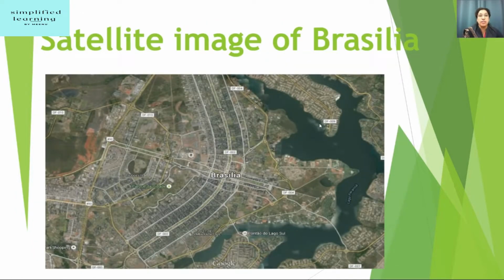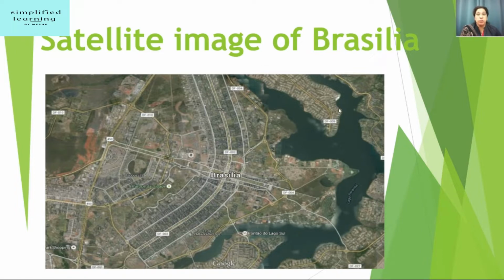So you can see the satellite image of Brasilia. Yes, it looks like an aeroplane or a butterfly. From an architectural perspective, the aeroplane-shaped plan was certainly an homage to Le Corbusier and his enchantment with the aircraft as an architectural masterpiece. Yes?